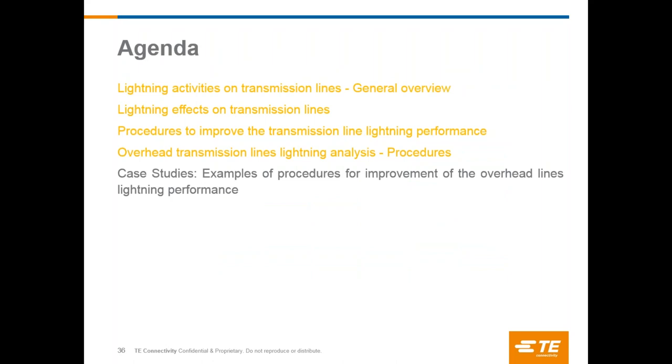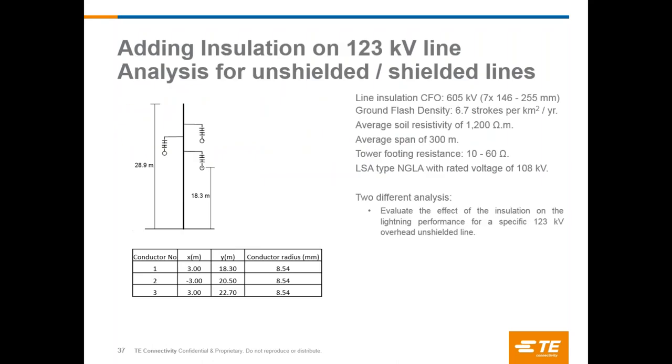In the next slides, we'll be talking about case studies, examples of procedures for improvement of overhead line lightning performance. Usually, these case studies are based on the most common requests from customers when they want to improve their transmission and distribution lightning performance. We start doing an analysis of a 123 kV line in which we want to know the effectiveness of adding insulation for shielded and unshielded lines.